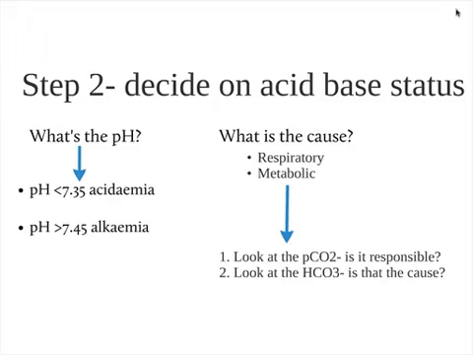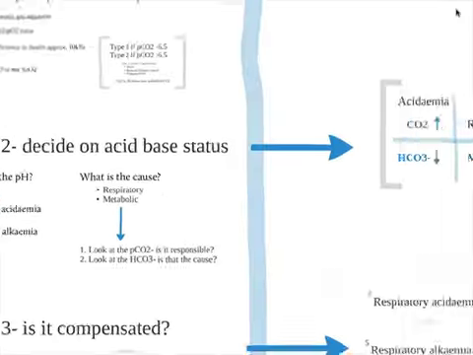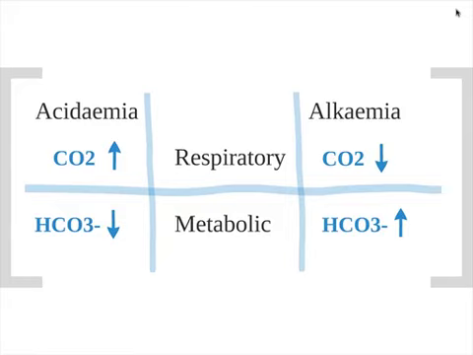This is the way I do it, there are other ways. I look at the CO2 and think, is that responsible for this level of acidemia or alkalemia? And if it's not, then I move on to looking at the bicarbonate concentration and try to decide, is that responsible for this level of acidemia or alkalemia? And let's just see an example of that.